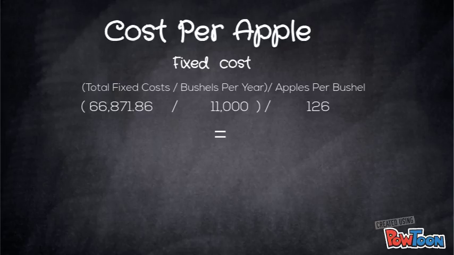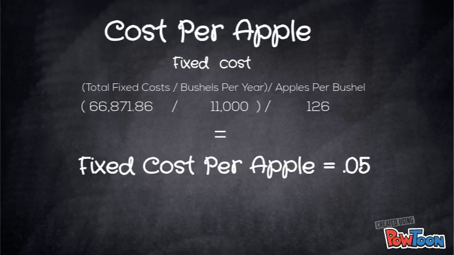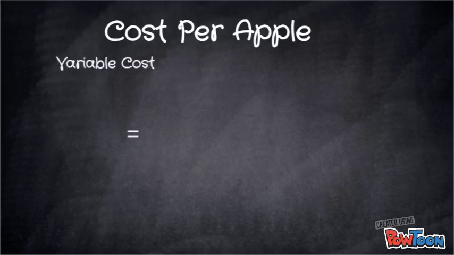In this case, the total fixed expenses for Bernard's Orchard was $66,871.86. We divide that by 11,000 bushels that the farm produced, and then divide that number by 126, the average number of medium-sized apples per bushel. That will give us our fixed cost per apple of 5 cents.